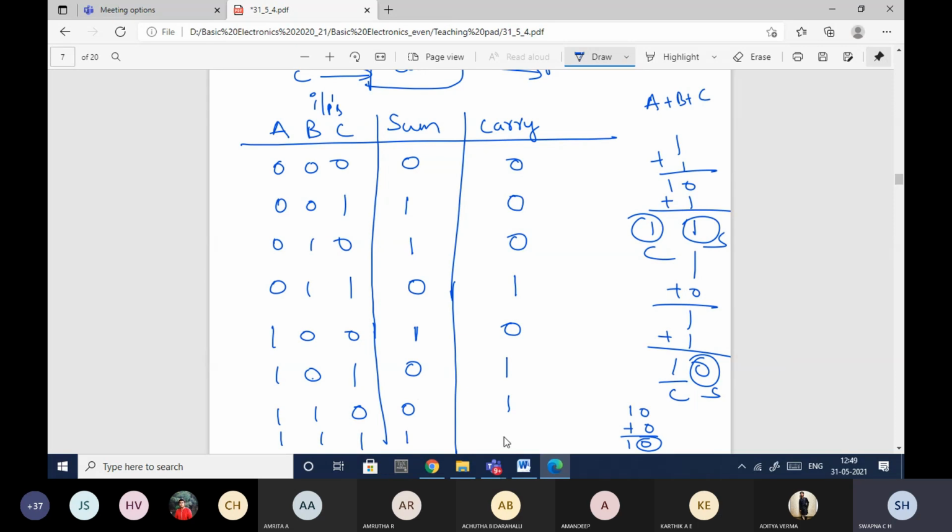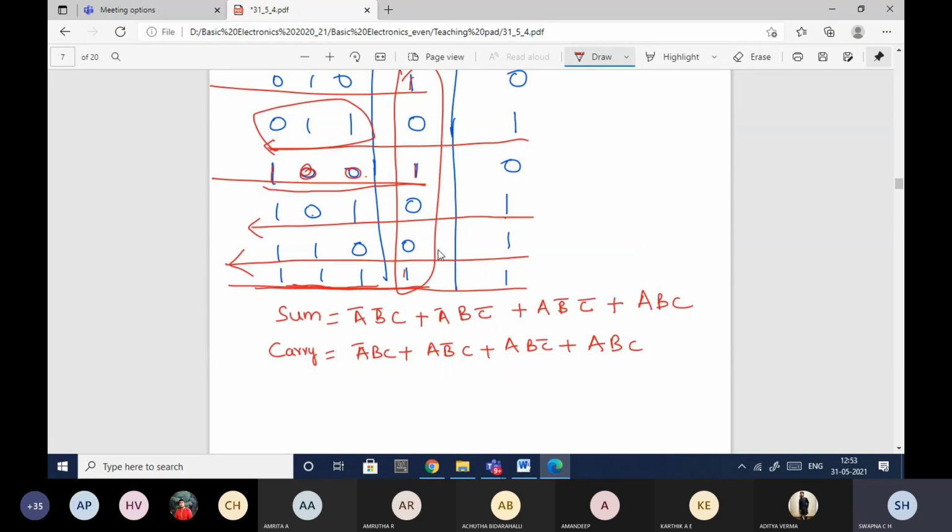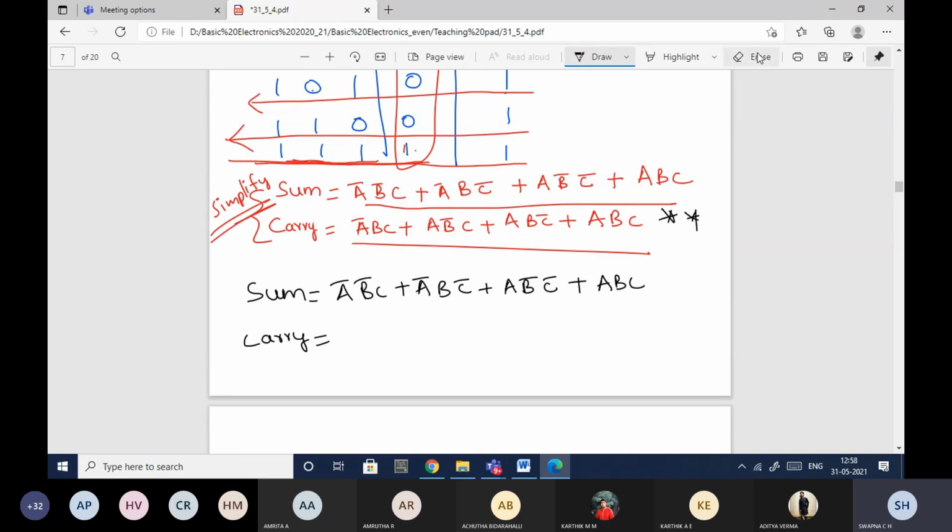So this is the truth table of these outputs. Now I'll write the carry equation. For the sum equation, even if you take something common, it's not going to change anything. You're not able to get any Boolean law, so that is the reason you need not simplify the sum equation.